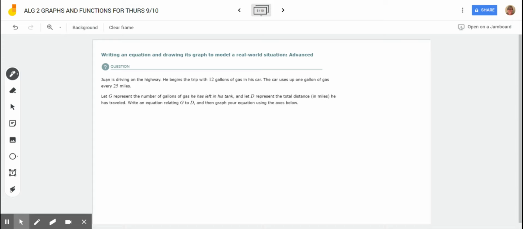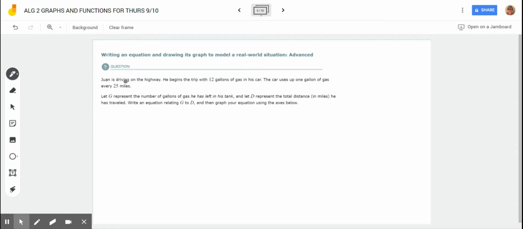Okay, this problem is a little more tricky. This is writing an equation and drawing its graph to model a real-world situation. I may or may not be able to graph this very efficiently because when you're dealing with real-world problems, a lot of times the units are bigger than I'm able to draw nicely on the fly here. All right, so let's talk.